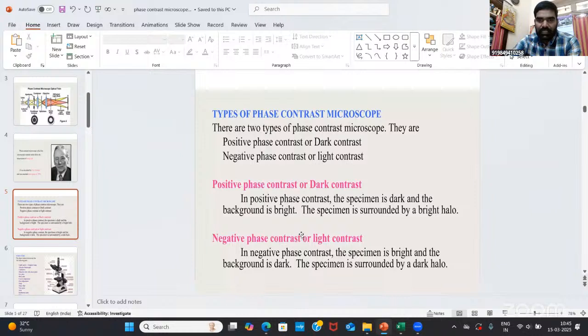In the negative phase contrast, this will be reversed. In negative phase contrast, the specimen is bright and the background is dark. For positive phase contrast, the specimen is dark and the background is bright. In positive phase contrast the specimen is surrounded by a bright halo. In negative phase contrast, the specimen is surrounded by a dark halo. Okay.